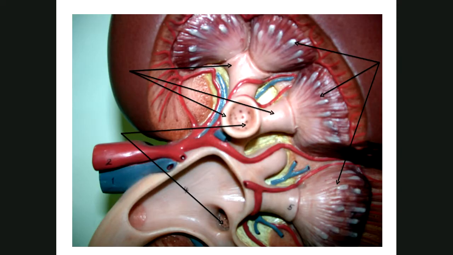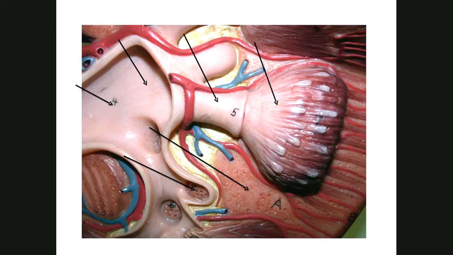So if we blow it up even more, there's our pyramids. There's our minor calyces. And remember these little holes here? That's the end of a papilla. Blow it up even more. Again, pyramid, minor calyx, major calyx, pelvis. There's the end of our papilla right there, and there's our column.